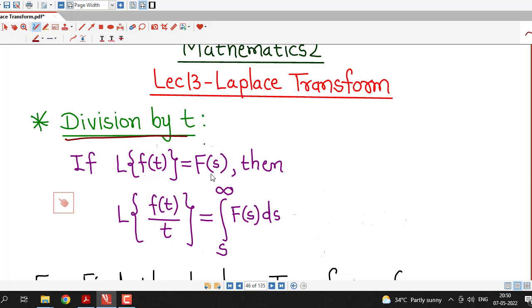If Laplace transform of f of t is capital F of s, then Laplace transform of f of t divided by t is given by integral of F of s with respect to s from s to infinity. Or we can remember in this way also: we have to integrate Laplace transform of f of t with respect to s from s to infinity.